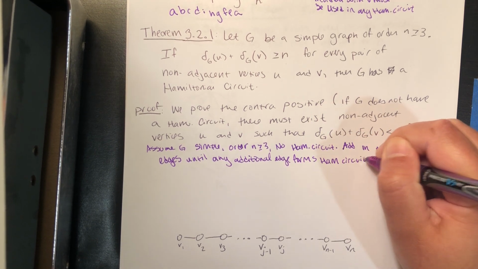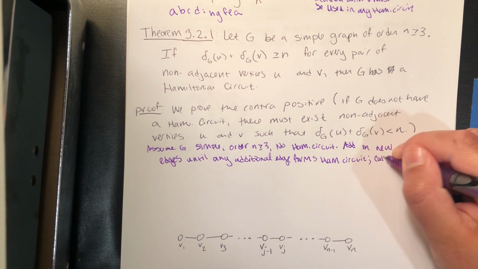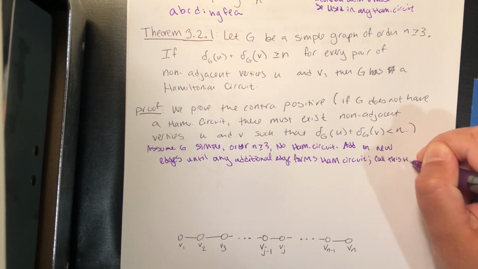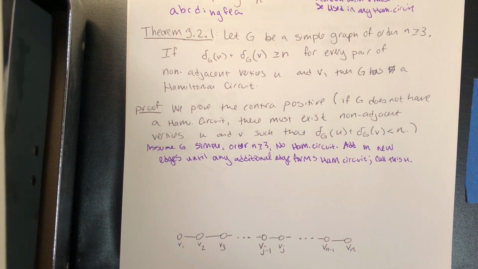And we'll call this new graph, the graph that doesn't have a Hamiltonian circuit but where any additional edge would form a Hamiltonian circuit, graph H. So note that G would be a subgraph of H because we started with G and just added in some new edges. It's possible that G already has the property that any additional edge forms a Hamiltonian circuit, and that's fine. G would be equal to H in that case.